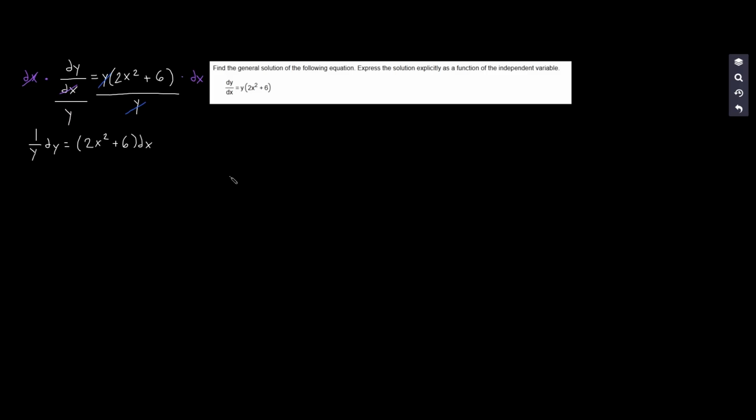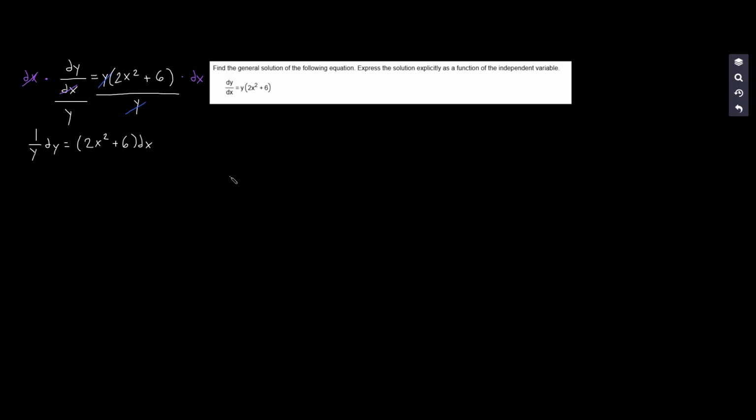We're going to divide both sides and then multiply both sides by dx. Let's go ahead and start by dividing by y. And then these guys will cancel. And then we will multiply both sides by dx. And then these guys will cancel. So this is going to give us 1 over y dy. And then on the right side, 2 times x squared plus 6 dx. So on the left side, we have 1 over y dy, and then on the right side, we have 2x squared plus 6 dx. Now the variables are on separate sides of the equation.